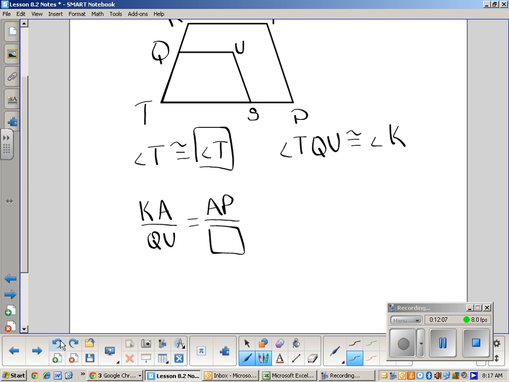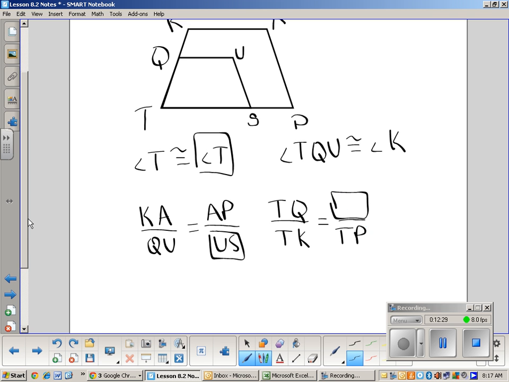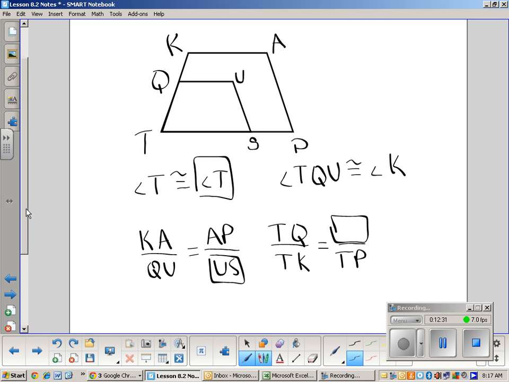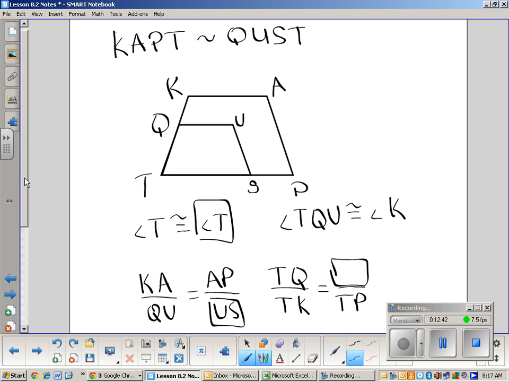So we said US goes in here. Okay? TQ to TK is equal to what goes in there? You want to see the top? TS?